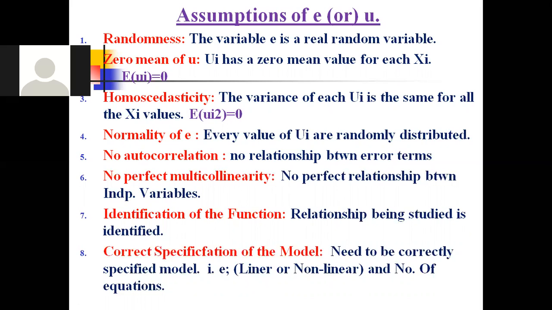Then the sixth one, no perfect multicollinearity. When you are estimating, there should not be a perfect relationship between the independent variables. When we estimate the relationship between the independent variables, then only we can see whether the relationship exists. If it exists, we need to identify how much, whether the relationship is very strong or weak.